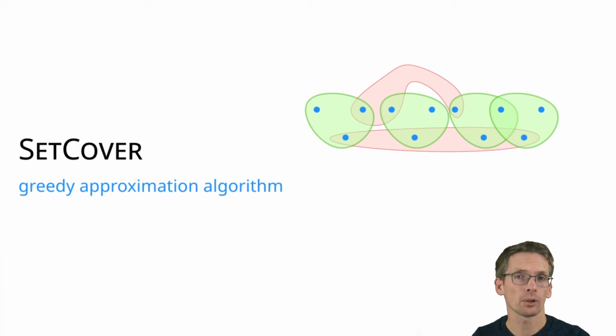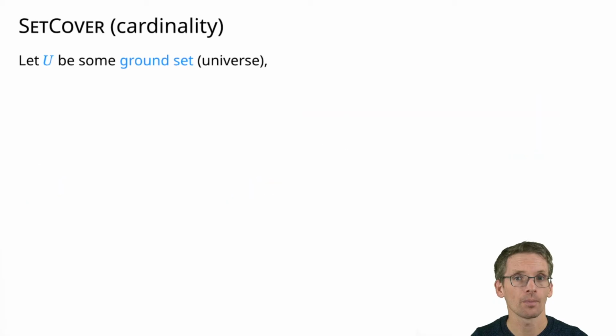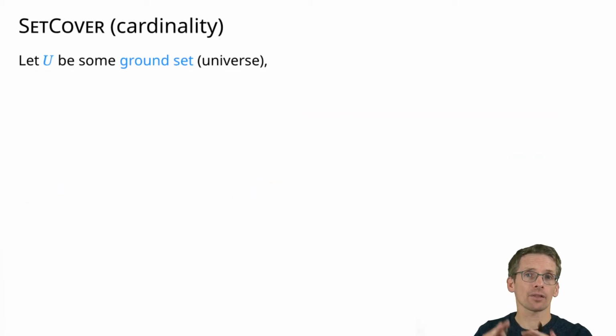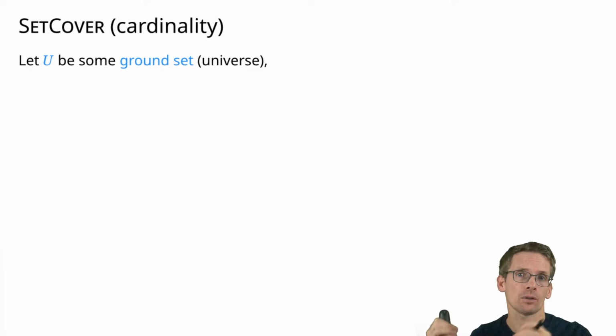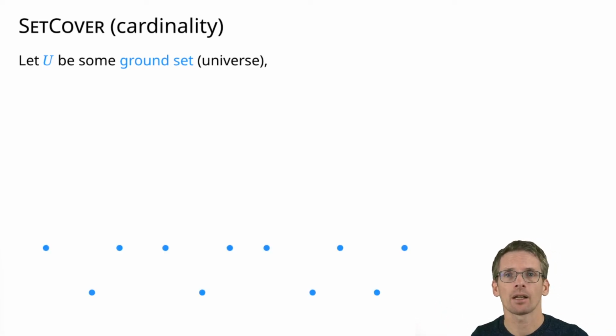Today, we're going to take a look at an approximation algorithm for the set cover problem. So what is a set cover problem? What is a set cover? We have a set of elements. We call this set U. So that's a universe or ground set. And we will depict the elements as these blue dots.